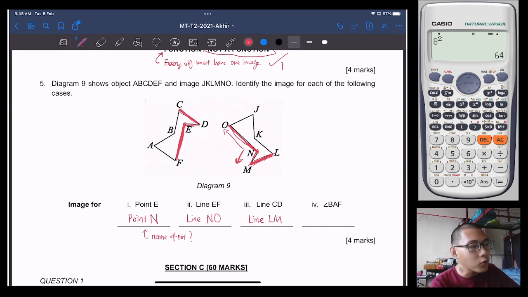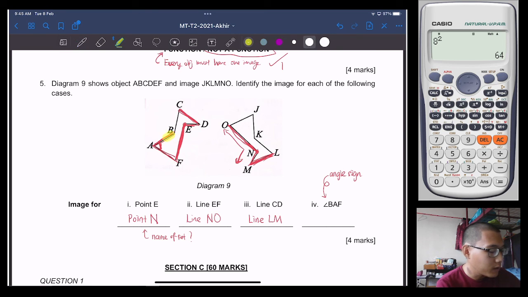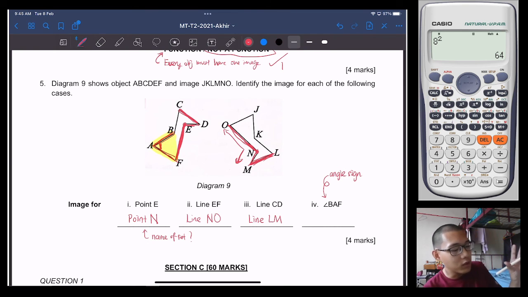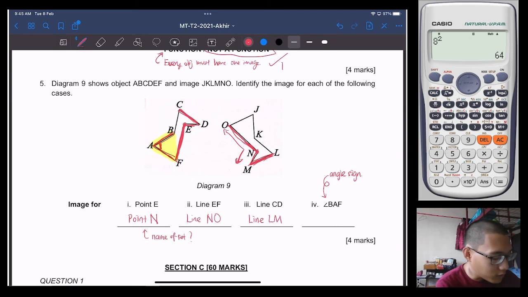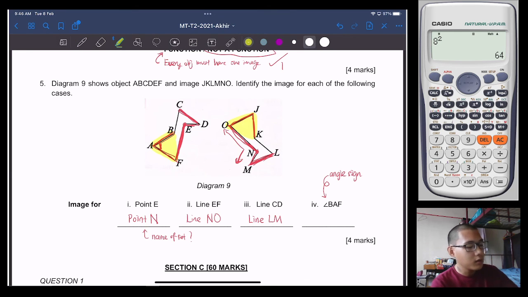Okay, the last one is the angle. This one, the angle sign. Angle BAF. Where is angle BAF? Angle BAF is here. Can you see this one? BAF. I use a highlight. So where is the angle after you rotate? Rotate. There. So it's here. This one angle. So the angle is here.